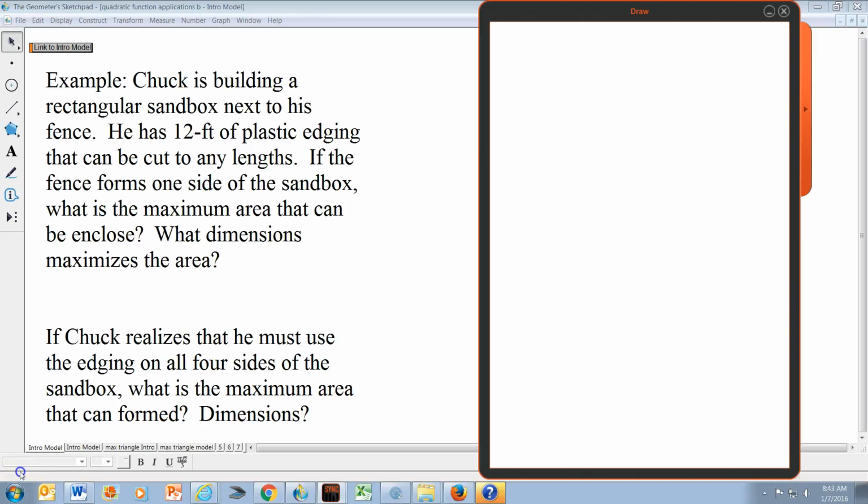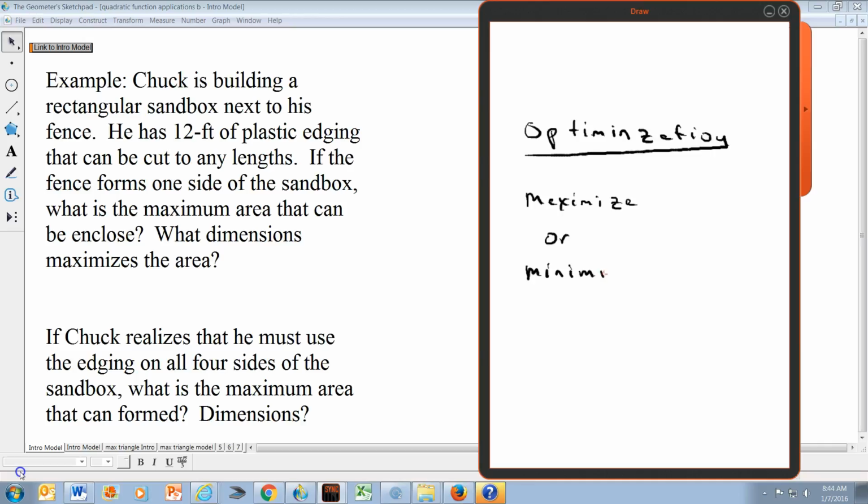Alright, so let's look at a classic example of an optimization problem. What is an optimization problem? An optimization problem is any type of problem where you're trying to maximize a quantity or minimize a quantity. You might want to maximize your profits. You might want to minimize the amount of materials going into a design. Alright, so we're looking at optimization problems.